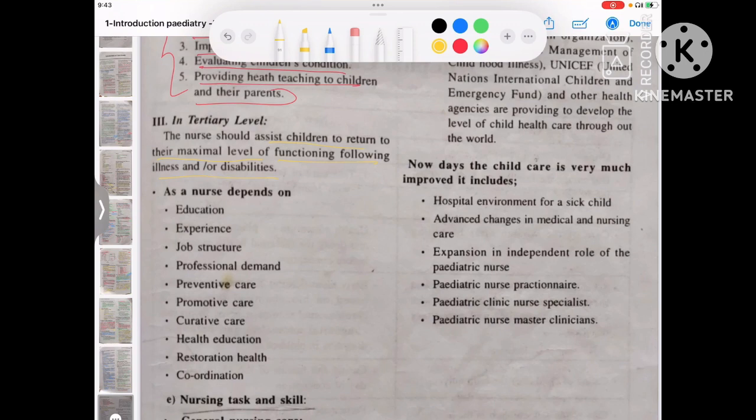Okay, as a nurse, depending upon the role, educator, experiencer, job structure, and the professional demands: preventive care, promotive care, curative care and health education, restoration of health and coordination.